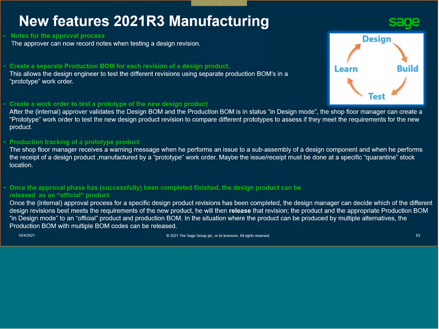And the final thing is, once we've been through success with the approval phase, we get the ability to release revisions of the products and revisions of the BOM codes within the tool. And there's a new tool to be able to do that, which I'll show you as well.